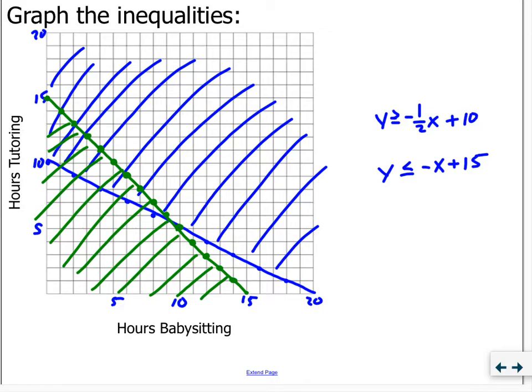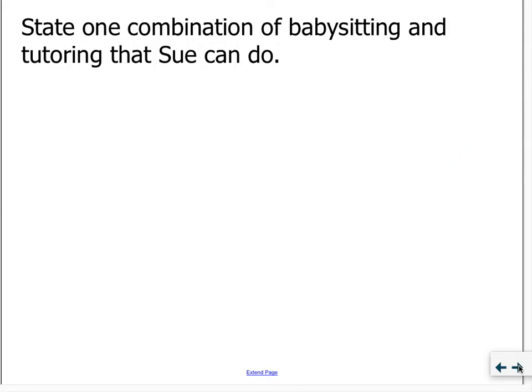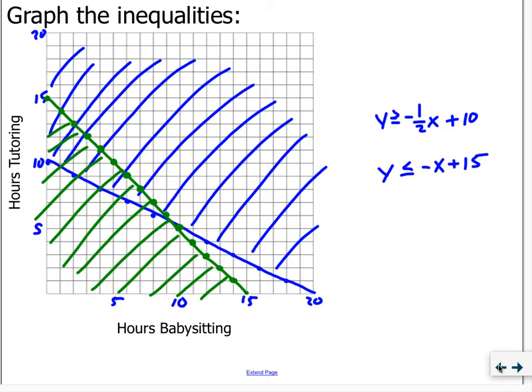Now, what are we asked to do with that? We need to find a combination of babysitting and tutoring hours that Sue can do. Well, that's going to be in our double shaded area. Let's go to our graph and take a look. I'm going to draw the double shaded area in red just to highlight the region where we're looking. So it looks like we can go anywhere in there. Can we pick a point anywhere in there? How about this one right here? That looks like it's the point (4, 9).